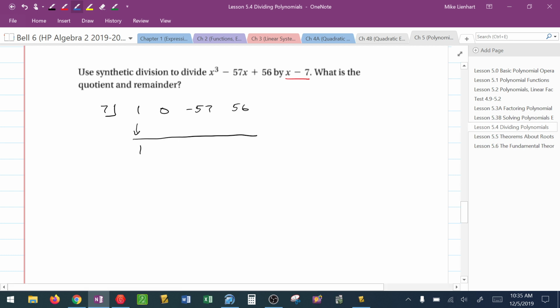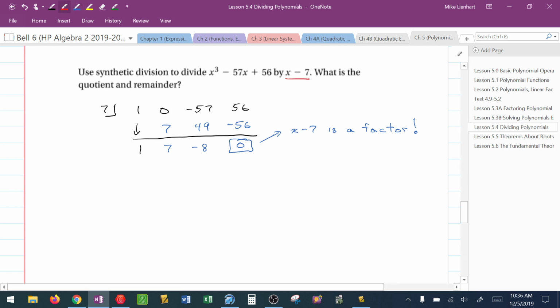Box times bottom, put it up above, combine. Box times bottom, 49, put it up above, combine, negative 8. Box times bottom, put it up above, combine, and in this case, I got 0. Now that 0 is significant because what it tells me is that x minus 7 is a factor. In other words, another way to do factoring is what we're doing right now, synthetic division.